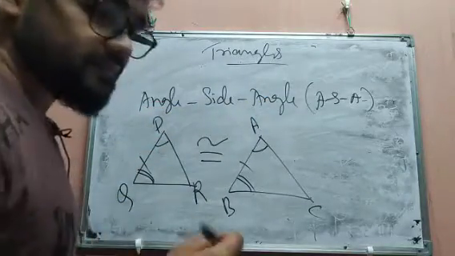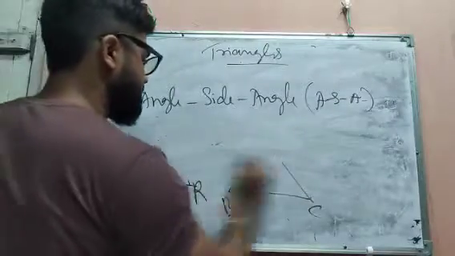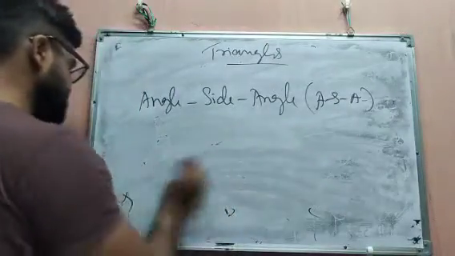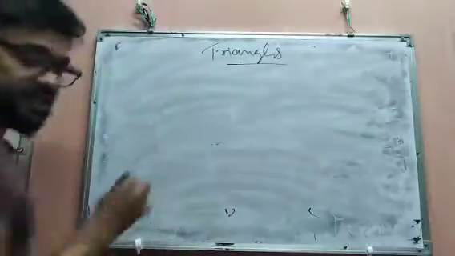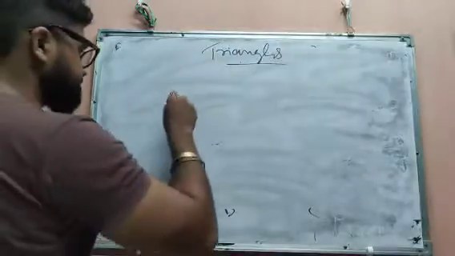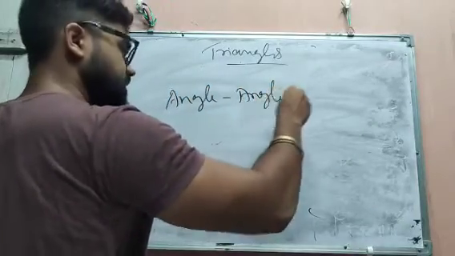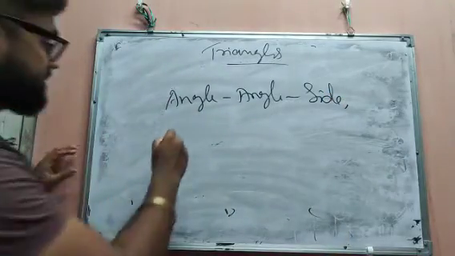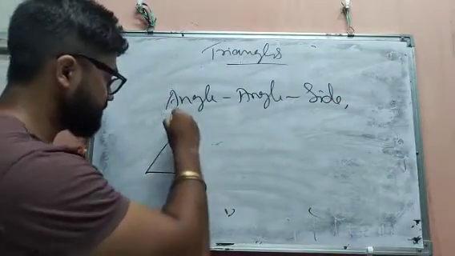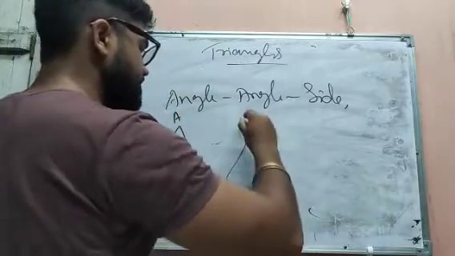Okay, and last one we have angle side. To understand that, we need to see what the angle side rule is. Okay, so how to understand this? See, suppose you are given ABC, and you are given PQR.